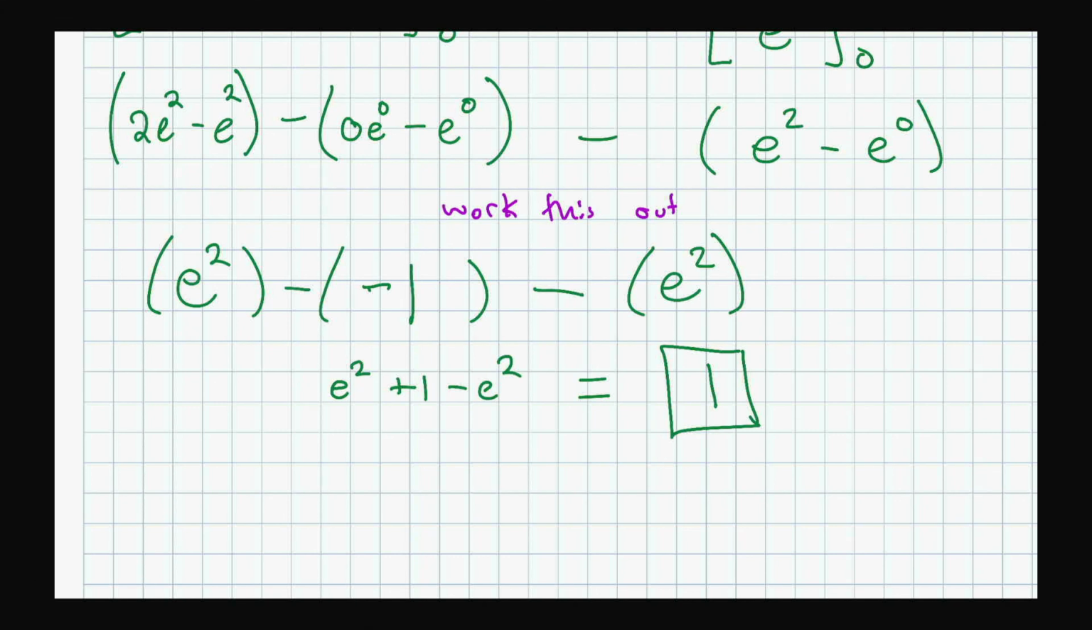Something happened here. I have the wrong answer. Did I lose a number here? Yes, I did. I said e to the 0 is 0. So this is e to the 2 minus e to the 0. So that's actually e to the 2 minus 1. So when you come down here, it's minus e to the 2 and then minus minus 1. So there's another plus 1 there. Okay. So now if you actually add these up, e to the 2 minus e to the 2 cancel, but then 1 plus 1 is 2.